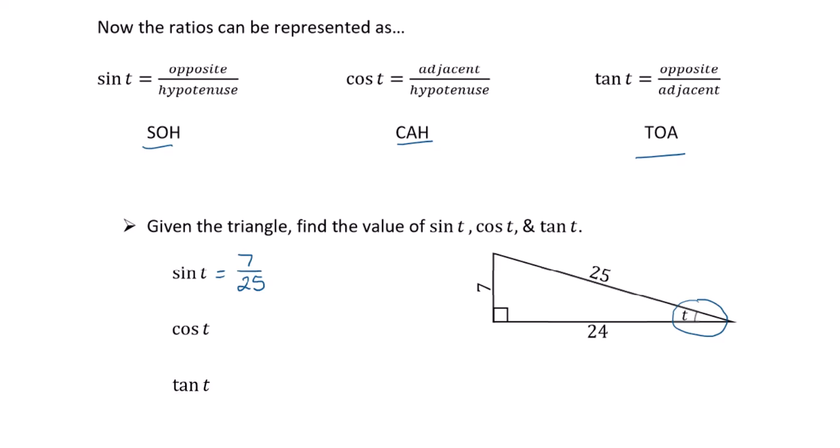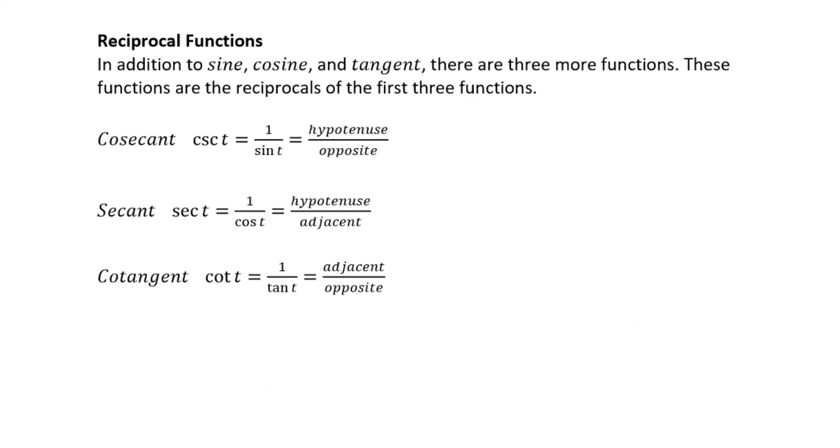Cosine of t is the adjacent side. It's the leg that helps make the angle. That's not the hypotenuse, it's a leg. So it's 24 over the hypotenuse, still 25. So the cosine of t is 24/25. And the tangent of t is going to be opposite over adjacent. So the tangent of t is 7/24.